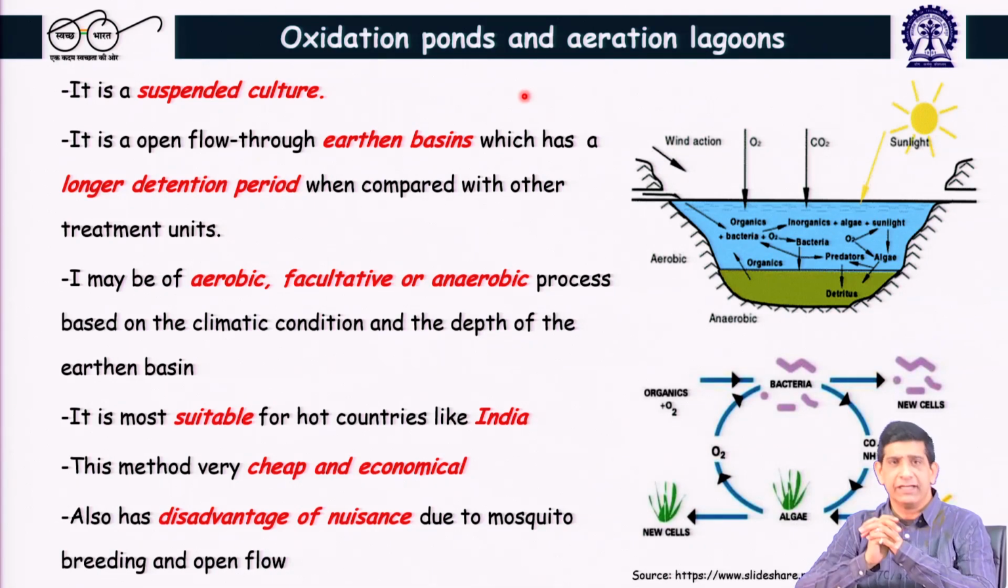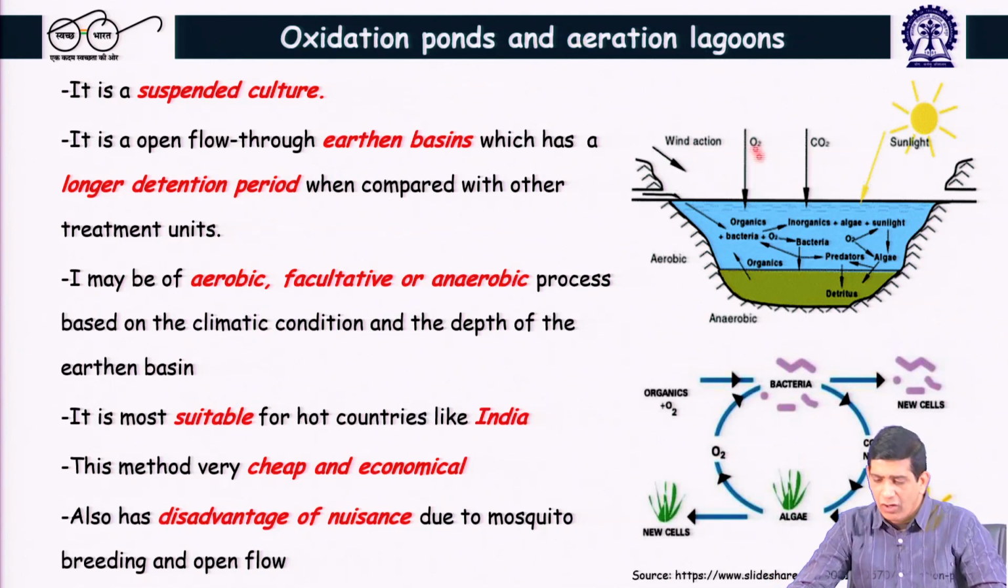It could be aerobic, facultative, or anaerobic, depending on where you are. On top, since you have oxygen interaction happening, there will be an aerobic zone. Then as you go towards the bottom, things become anaerobic, and in between you have the facultative zone. You have sunlight, so you have algae, with CO2 being consumed as part of photosynthesis, and bacteria is present. This essentially helps in removal of the organic matter, and that is also happening over here.